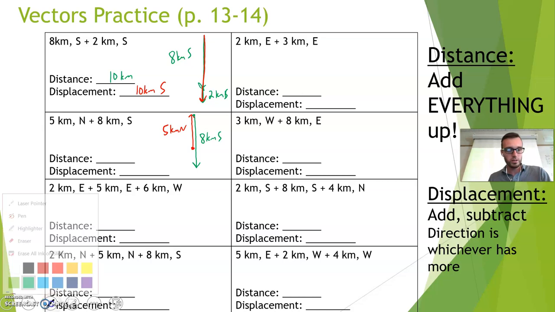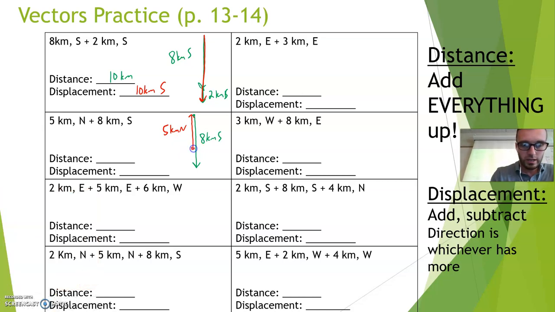So for here, I pick another color for my resultant vector. Let's do purple. The tail of the first vector to the head of the last vector is right there. And you guys can, I'm sure, figure out that that has a value of 3 kilometers south. So the displacement would be 3 kilometers south.